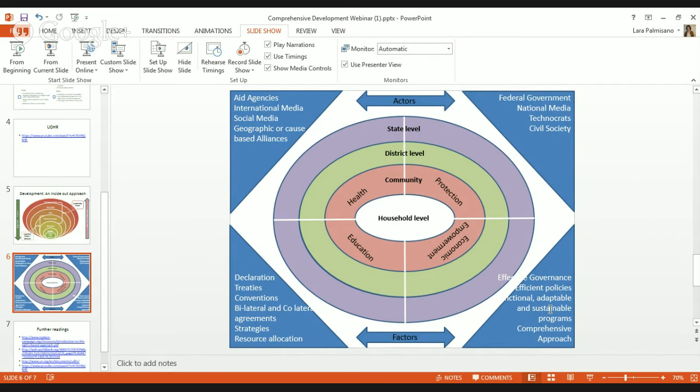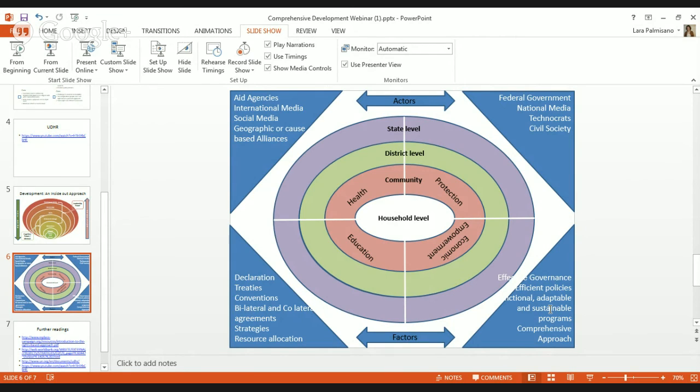Whatever development programs are designed, they should be functional. They should not be theoretical in a way. They should be practicable. They should be feasible. They should be result oriented. They should not only focus on the activities, instead they should focus on the outcomes. The second thing is that these should be adaptable.